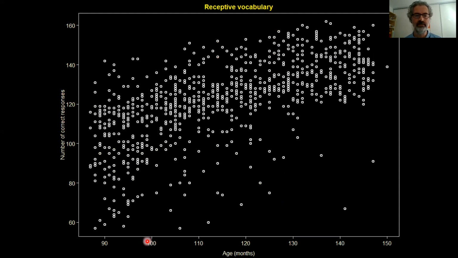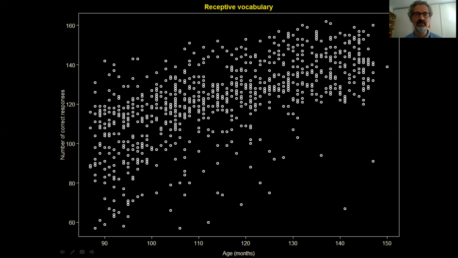Here is what the relationship between these two variables looks like. On the horizontal axis is the age of children in months, and on the vertical axis is the number of correct answers on this vocabulary test, so their vocabulary score. You can see that this graph indicates a relationship in the sense that there aren't many low scores for older children, but there are many low scores for younger children. And there aren't very many very high scores for younger children, whereas there are many high scores for older children. So there seems to be a clear relationship between age and vocabulary.